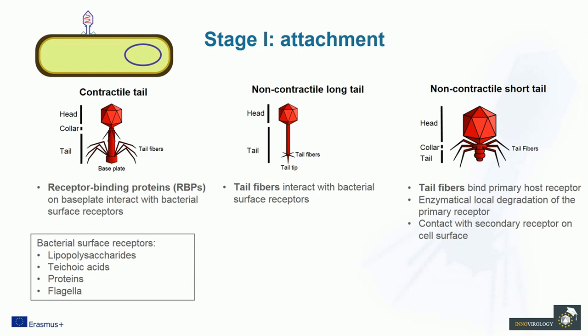Non-contractile long-tailed phages interact directly. Non-contractile short-tailed phages interact with a primary host receptor, followed by an enzymatic degradation of this receptor, enabling the tail fibers to make contact with the secondary receptor on the cell surface.